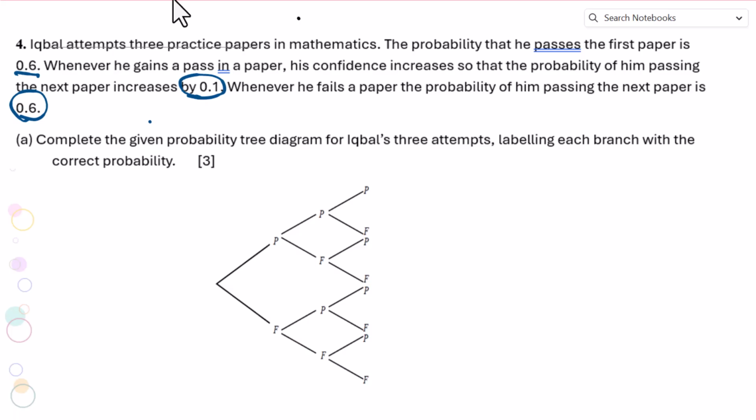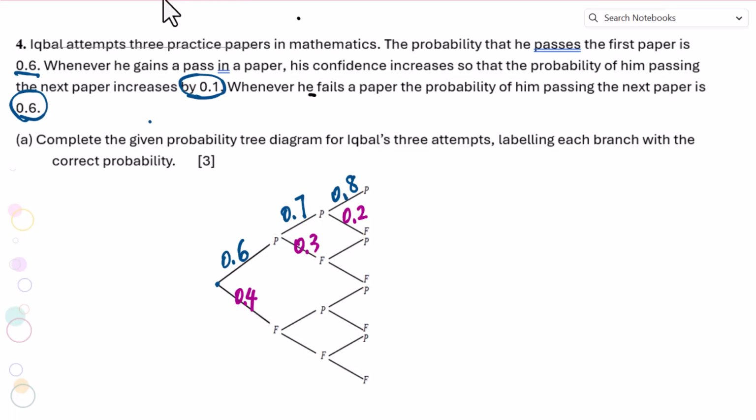Based on the given information, this is 0.6, 0.7, 0.8. Then, based on the rule of tree diagram, from the same node, the sum of the probabilities on the branches will be 1. 1 minus 0.6 is 0.4. 0.3, 0.2.